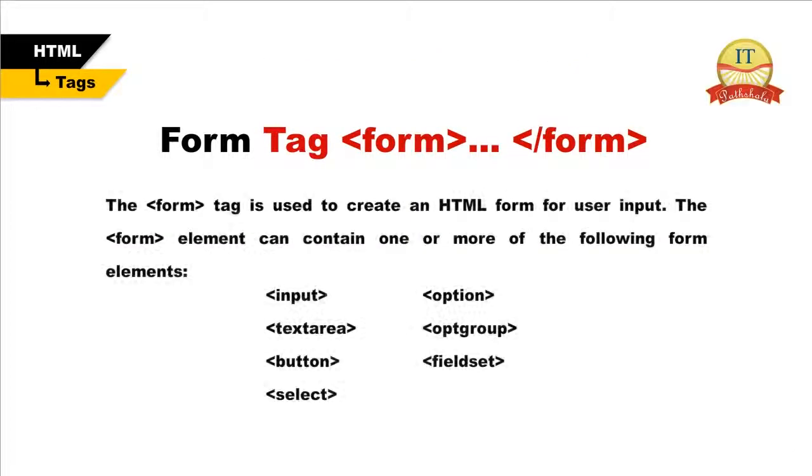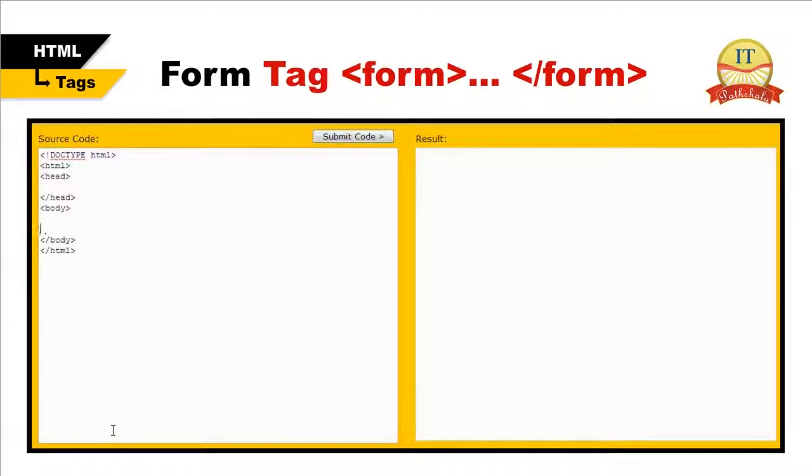Form tag. The form tag is used to create an HTML form for user input. The form element can contain one or more of the following form elements: input tag, textarea tag, button tag, select tag, option tag, optgroup tag, fieldset tag. In the following example, we shall create a form which will request users to enter their first name, last name, email address, and date of birth. There will also be submit and cancel buttons on the form.